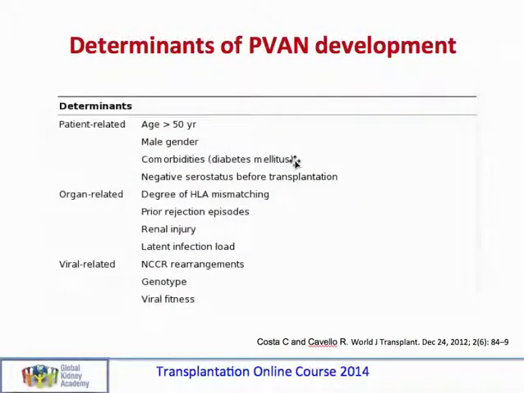So what are the risk factors for BK nephropathy? Well, the patient-related ones are age over 50, male, diabetes, and negative BK serostatus before transplantation. High degree of HLA mismatching, rejection episodes, renal injury, and latent infection load. And then there are factors related to the virus, such as the genotype and the number of non-coding region rearrangements. Sorry, non-coding region rearrangements.